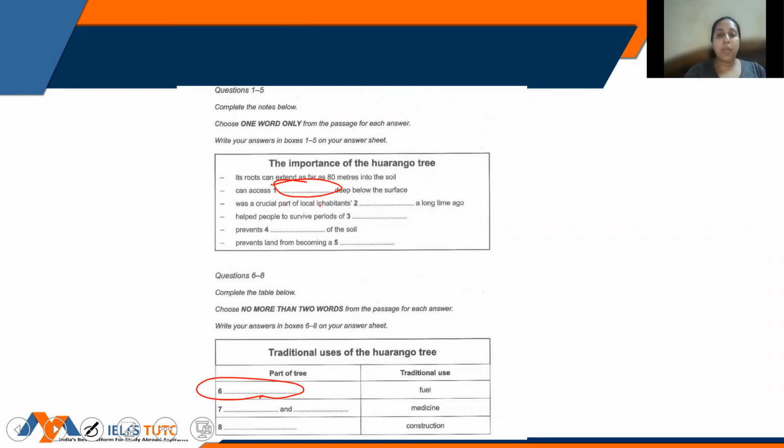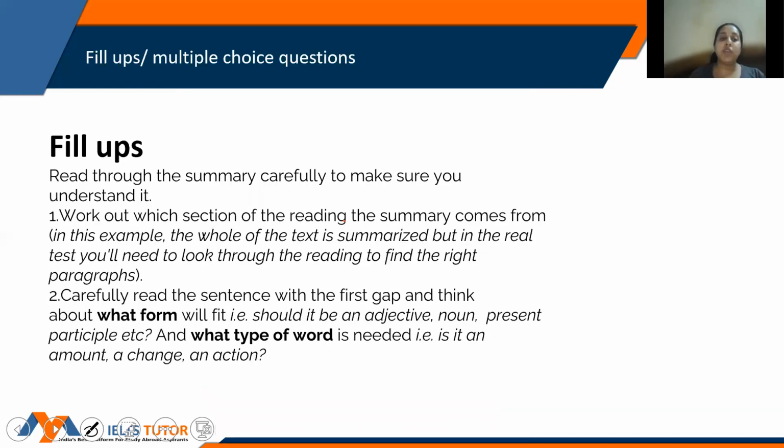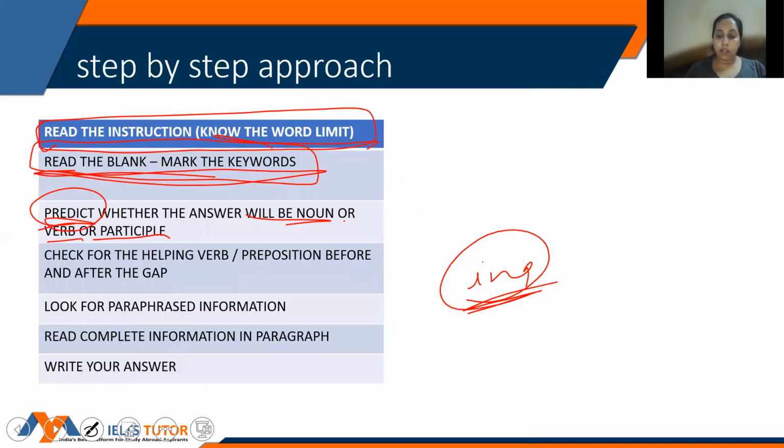Now, was a crucial part of local inhabitant dash a long time ago? क्या हुआ था, right? So we have to understand it. Help people to survive a period of, they're talking about certain period. कौन से period की बात करेंगे, कौन से time की बात करेंगे? I have to write that as an answer, right? So we have to predict the information, and we have to understand what could be the answer. Prediction is very important in your filling the blanks or gap questions.